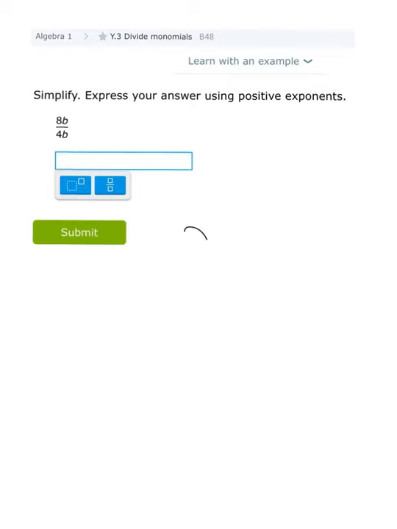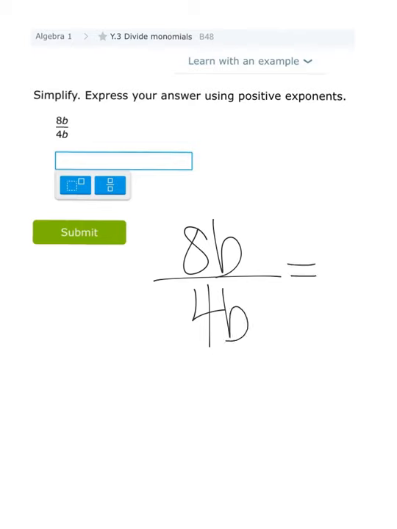I have 8b divided by 4b. So just start with your numbers, your coefficients, 8 divided by 4, which is 2, and then b divided by b is 1, because anything divided by itself would just be 1. So I would just be left with 2.